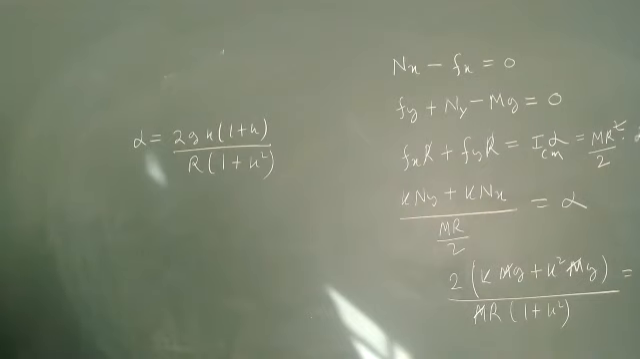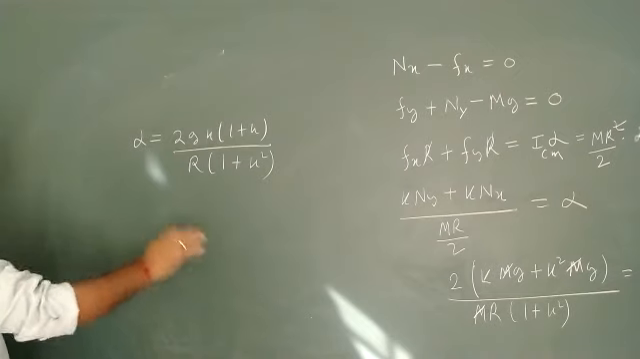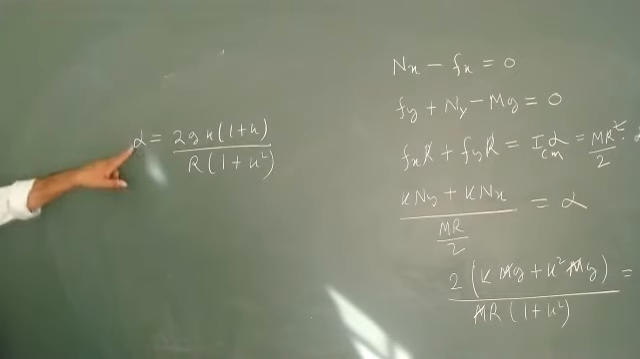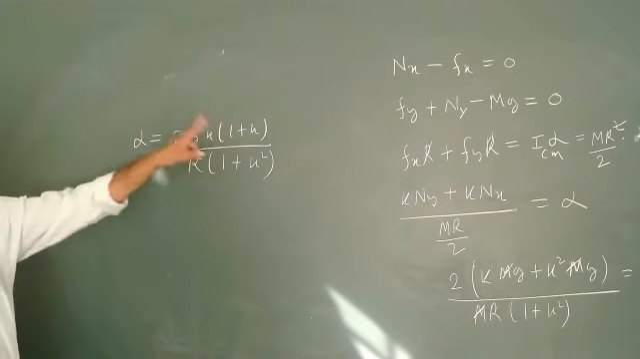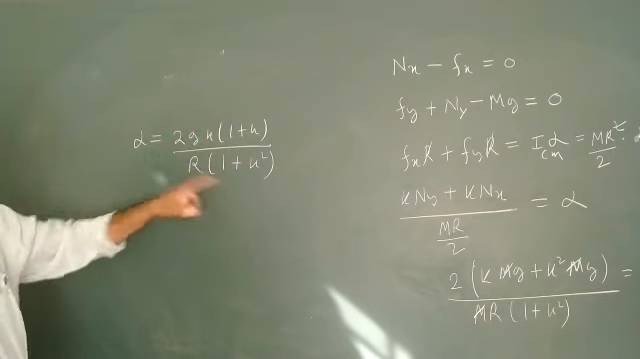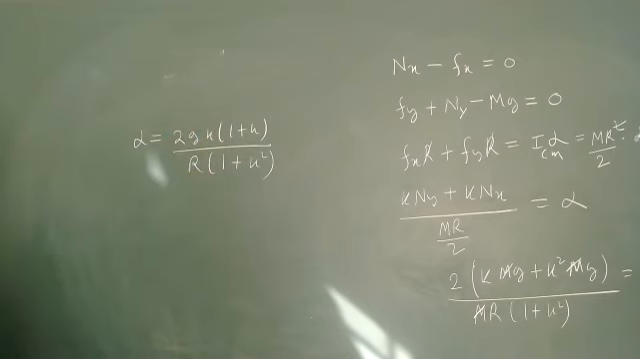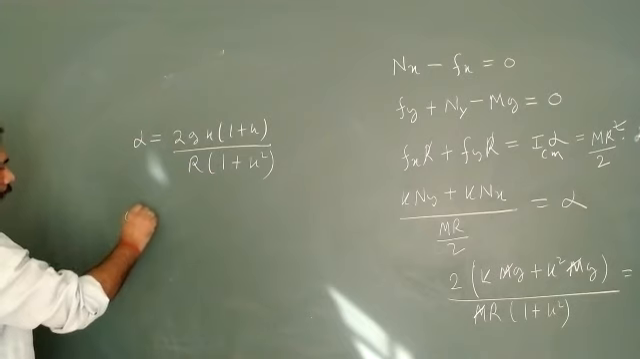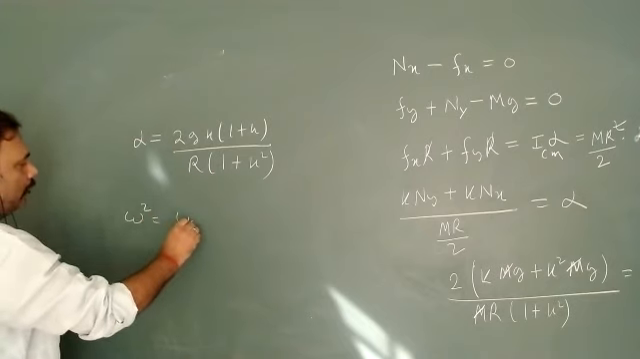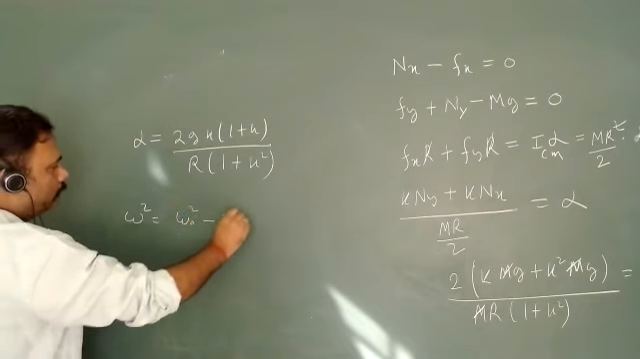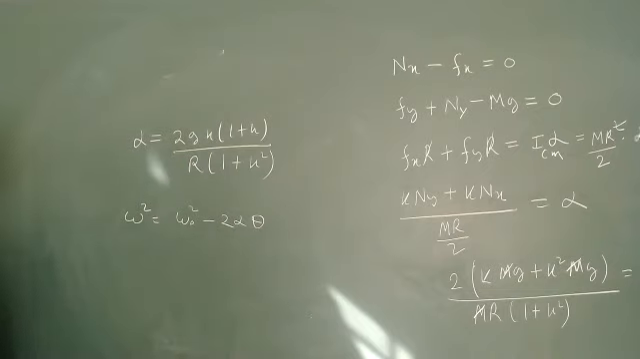So this is the value of alpha. Now we have the value for the kinematics. So this is a constant value, isn't it? This is just a constant value. Everything is constant. So for the constant acceleration, what will be your omega square is equal to omega naught square minus 2 alpha theta. You know this expression.